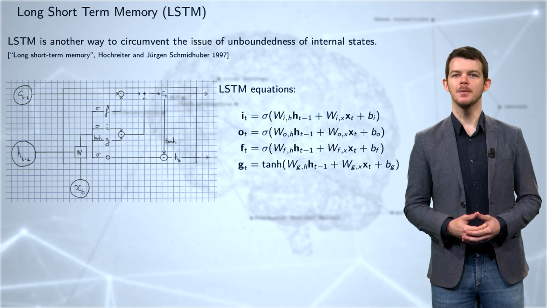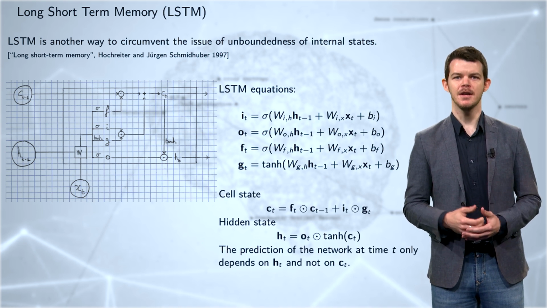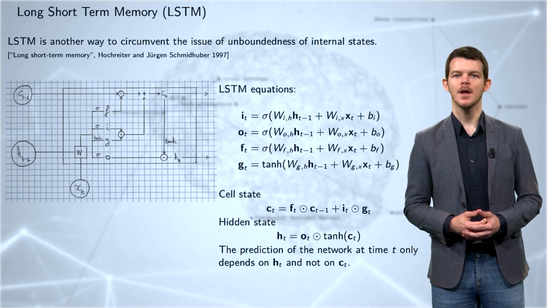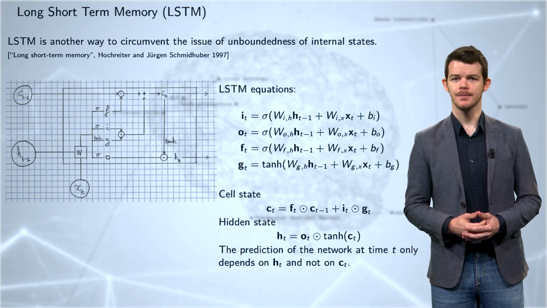Another solution to the exploding problem we have seen before has been found in the above paper published in 1997. This solution is called LSTM and is very simple. It consists in applying a bounded function, here the hyperbolic tangent, to the hidden state in order to bound its values. This is shown in the last equation, where the hidden state is given by the output gate OT times the hyperbolic tangent applied to the cell state CT. Since the output gate and the hyperbolic tangent are bounded, the hidden state is also bounded and cannot explode.